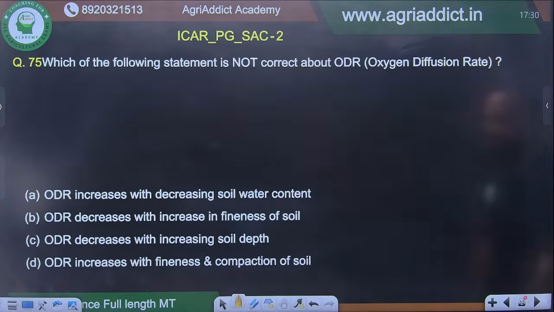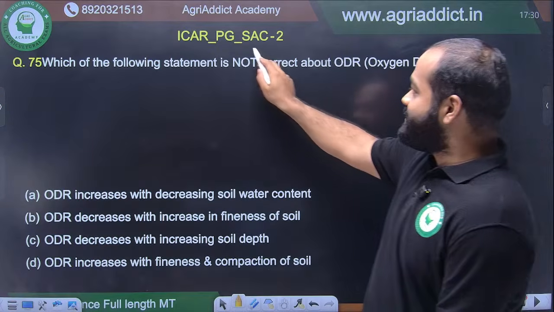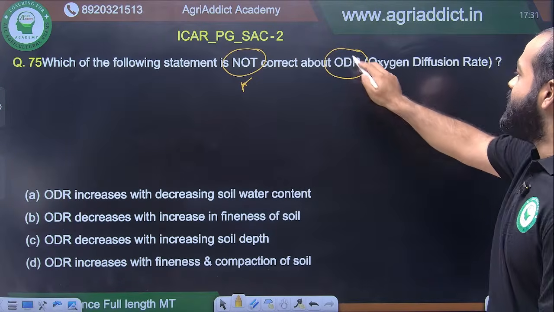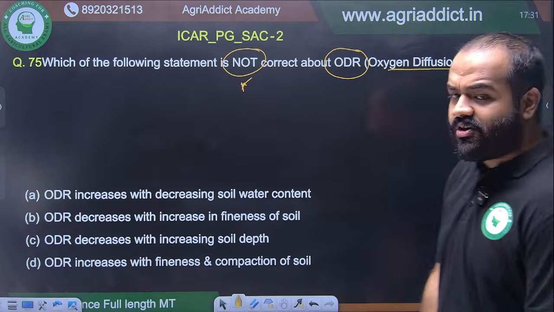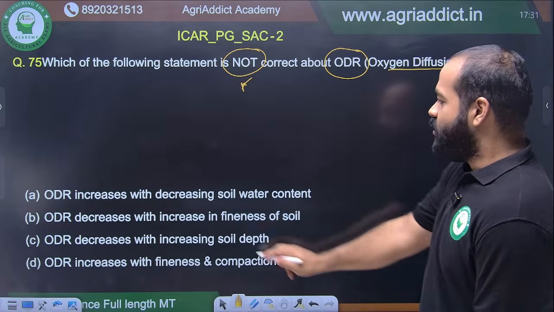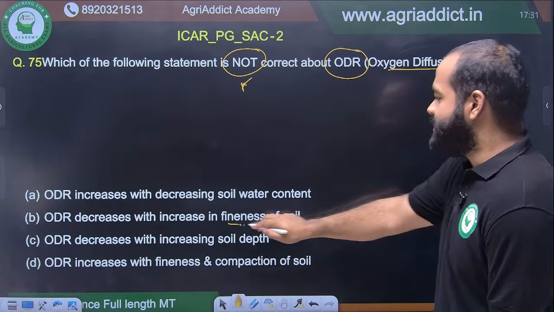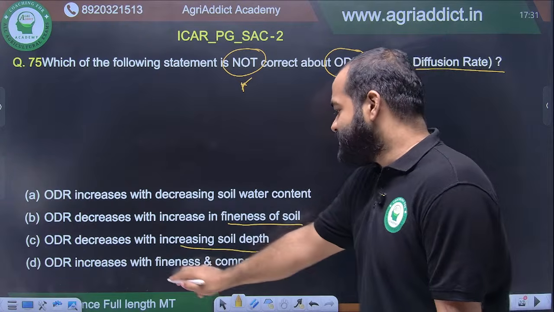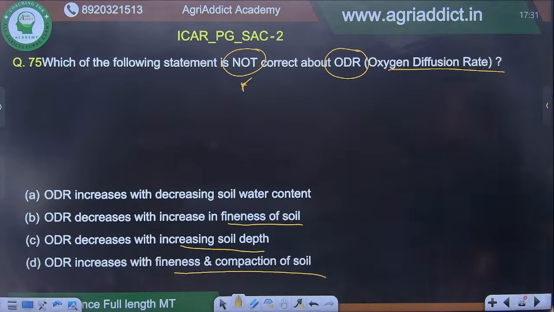Which of the following statements is not correct? नॉट करेक्ट अबाउट ODR, ऑक्सीजन डिफ्यूजन रेट। इनमें से कौन करेक्ट नहीं है? ODR increases with decreasing soil water content. ODR decreases with increase in fineness of the soil. ODR decreases with increasing soil depth. ODR increases with fineness and compaction of soil.